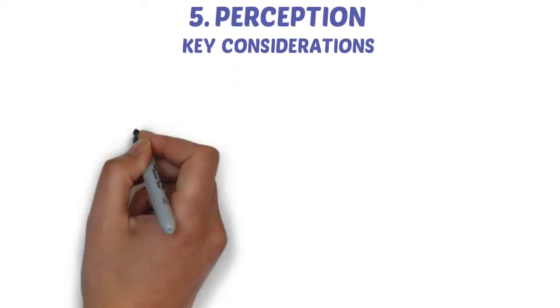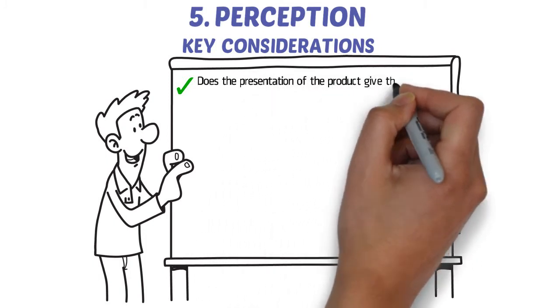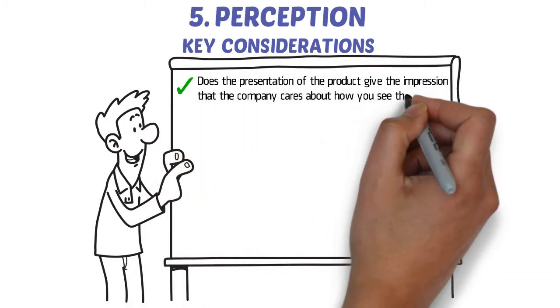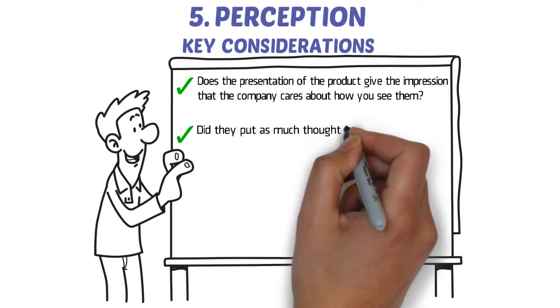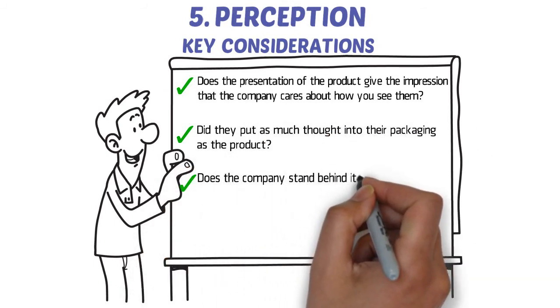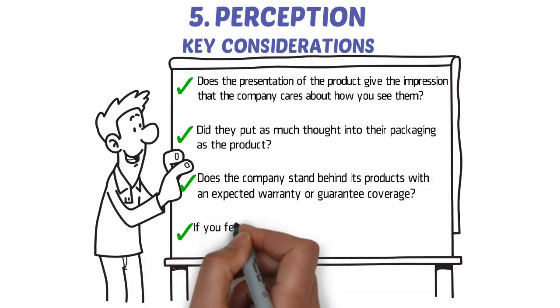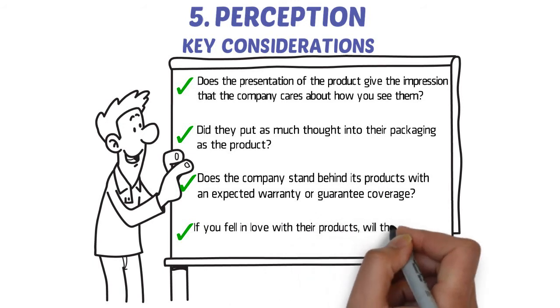The final rating criteria is perception. This is somewhat subjective, but ultimately, it includes a few key considerations. Does the presentation of the product give the impression that the company cares about how you see them? Did they put as much thought into their packaging as the product? Does the company stand behind its products with an expected warranty or guaranteed coverage? If you fell in love with their products, will they be there for you if something went wrong?